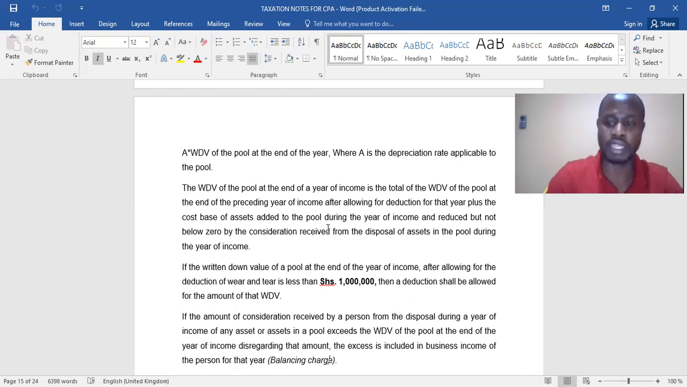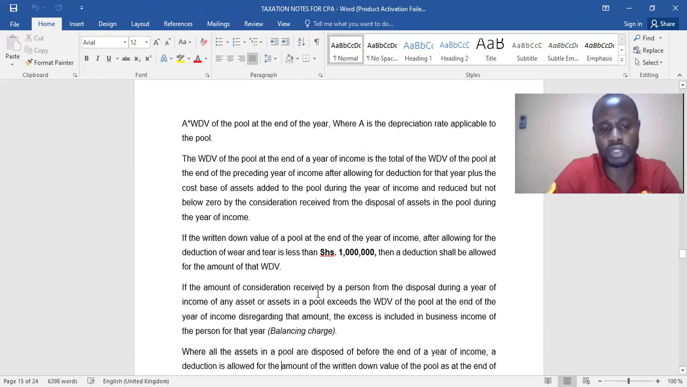Now that written down value at the end of the year, if it so happens that it is less than 1 million shillings for any given pool of assets, then that amount would be allowable. In other words, you take that amount under your allowable deductions on your tax computation for corporation tax. Okay, I get it.